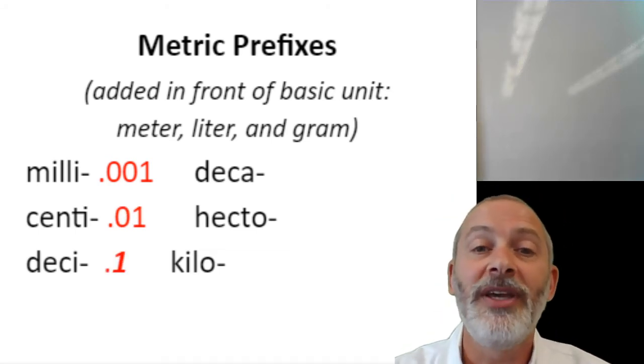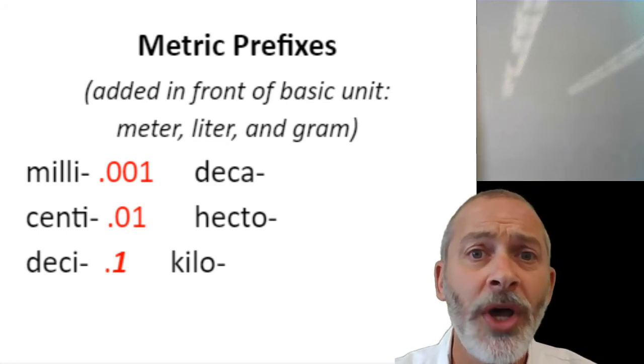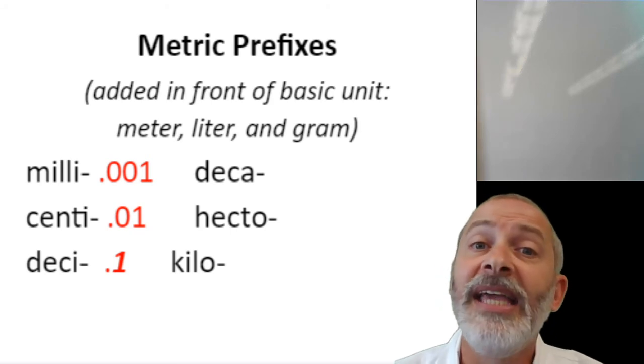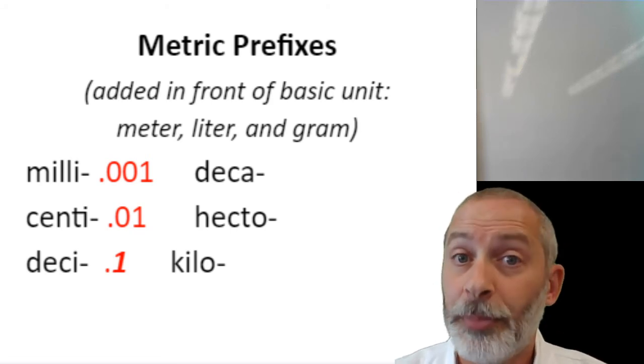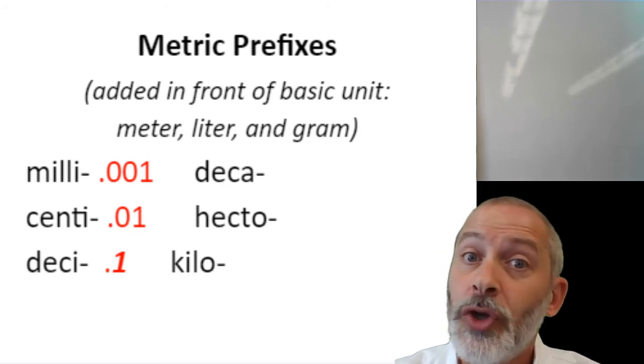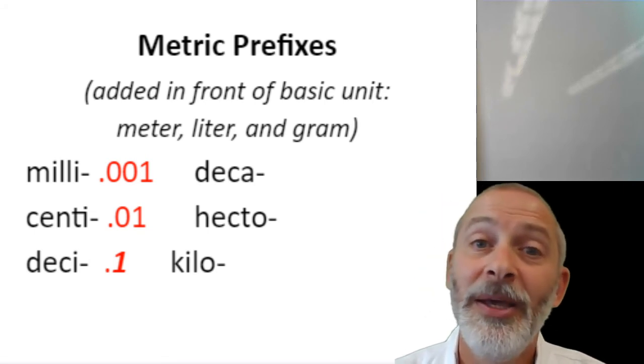The next prefix is deci. We don't use this one all that much, but you should know what it is. A deci, the prefix, means 1/10 of something. So put it in front of meter, and you've got a decimeter.